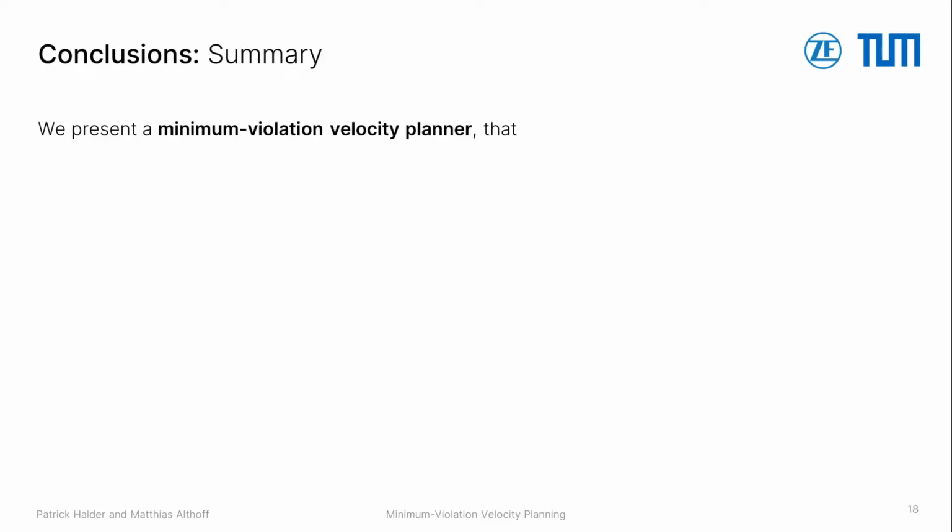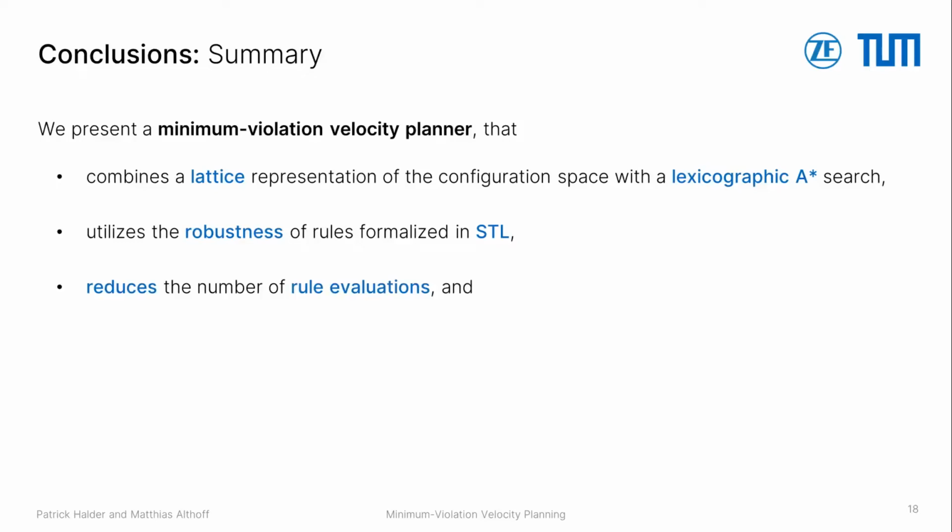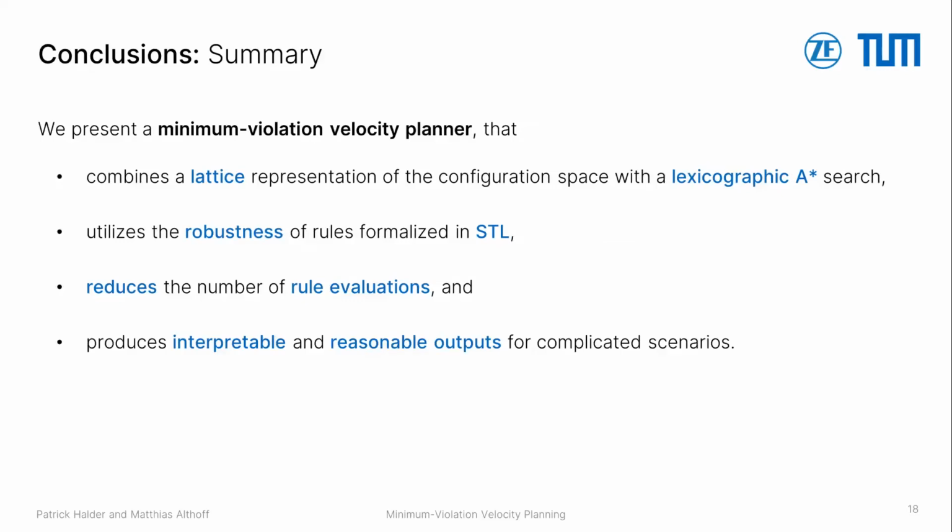In summary, we present a minimum violation velocity planner, which combines a lattice representation of the configuration space with a lexicographic A* search, utilizes the robustness of rules formalized in STL, reduces the number of rule evaluations, and finally produces interpretable and reasonable outputs for complicated scenarios where many rules must be violated simultaneously.